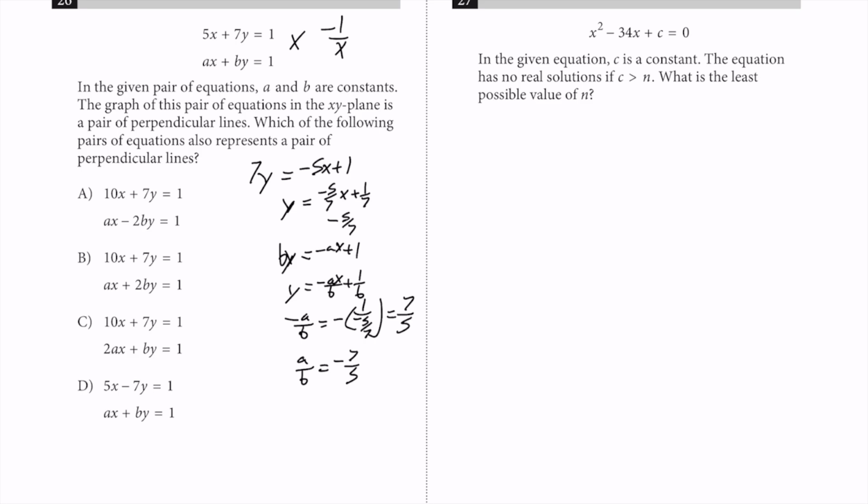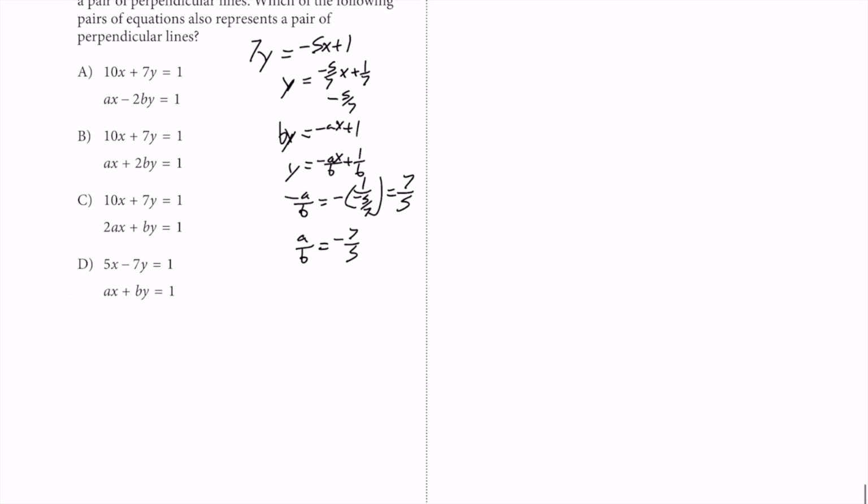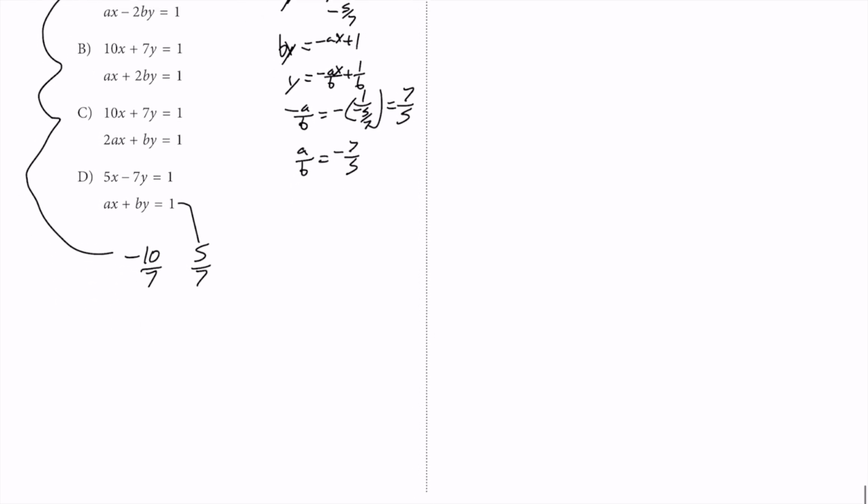So now we look at our answer choices, and we find the slope of the top equations for each of our answer choices, and the slope of the bottom equations for each, and we see for which one, plugging in a over b, matches the assumption of perpendicular lines. So for the top three, the slope is -10 over 7. And then for the bottom one, we would have 5 over 7. So here and then here, these three.